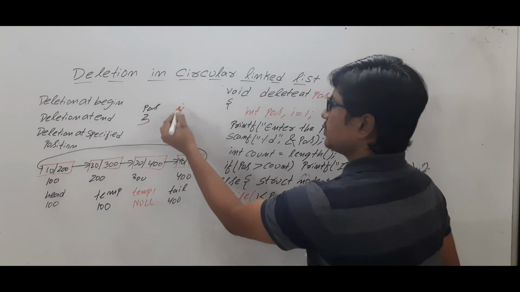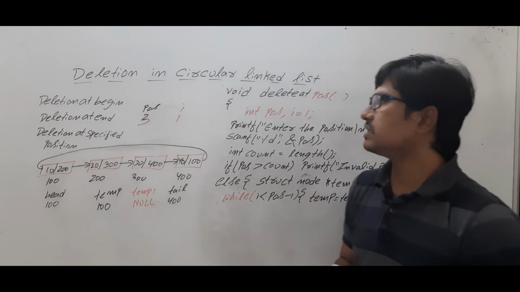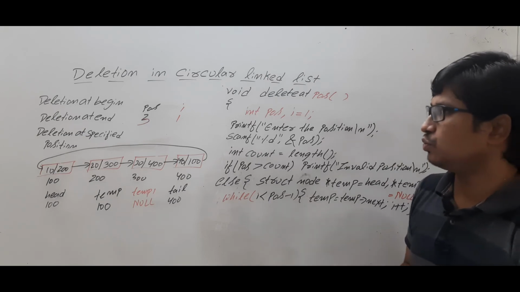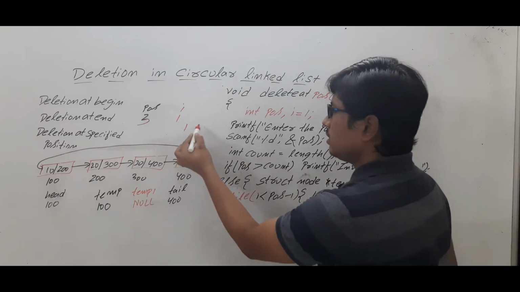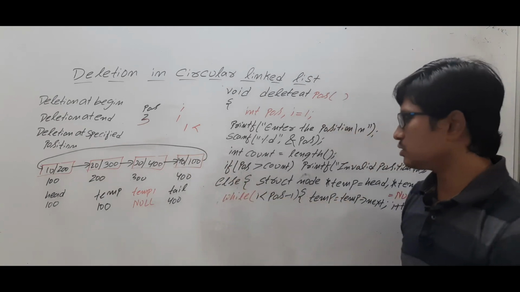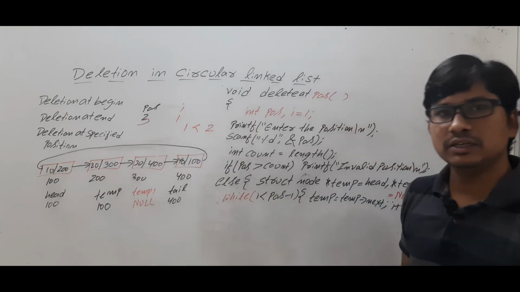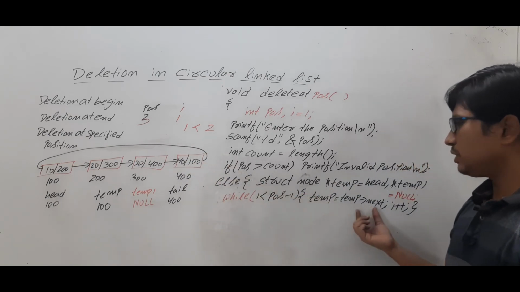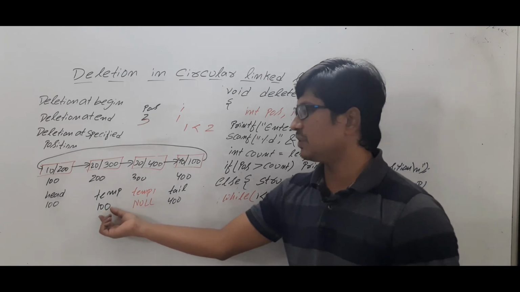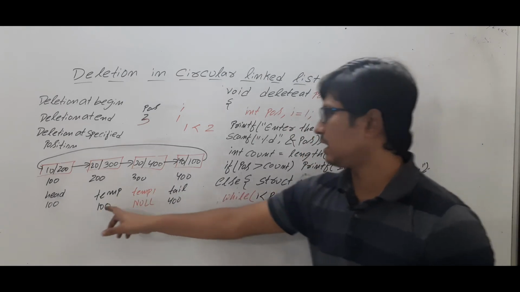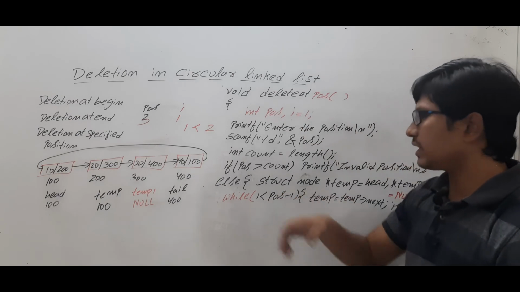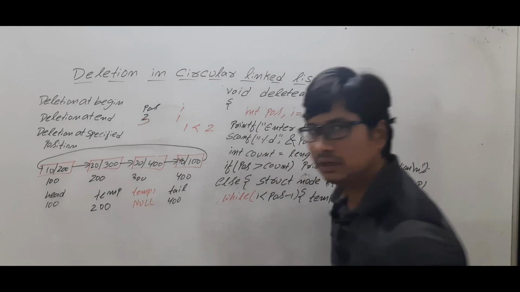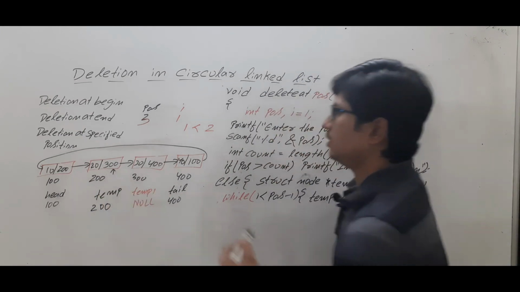Initially i has the value 1 and the user has entered position equal to 3. Now you check i less than position minus 1. The i value is 1, the position value is 3, and 3 minus 1 is 2. So 1 is less than 2, and this condition is true. If this condition is true, temp is equal to temp of next. Temp is having 100. Temp of next, 100 of next, is 200, which you are assigning to temp. Now temp will consist of 200, which is pointing to the next node. Is it clear? Are you able to understand?